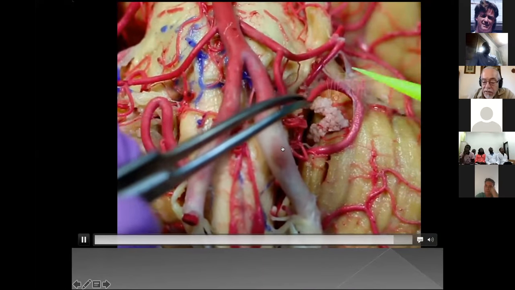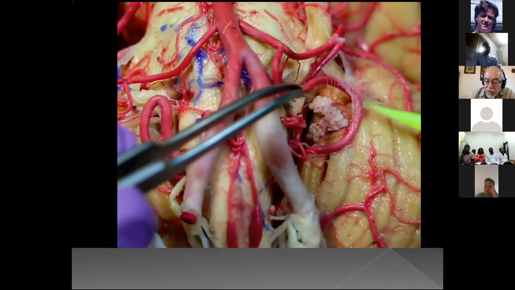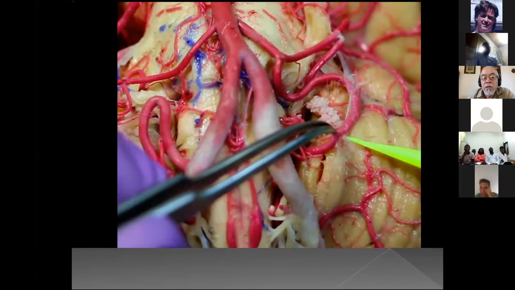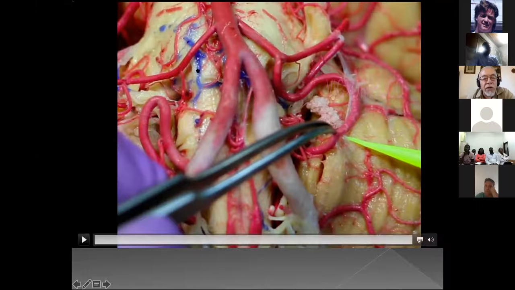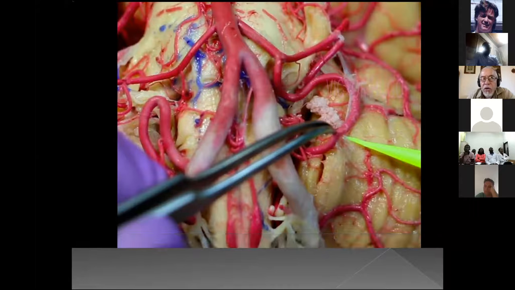Victor, can I comment? Could you explain to the students how you do that with the latex, how you inject it and so on? How long it takes, etc. Yes. This is latex in color red, and I also inject latex in color blue into the veins. So I make the preparation of the latex, and then I put some color red, and then catalyzer. I inject the arteries in the common carotid artery in the neck of the cadaver.